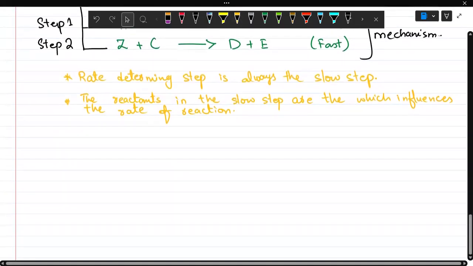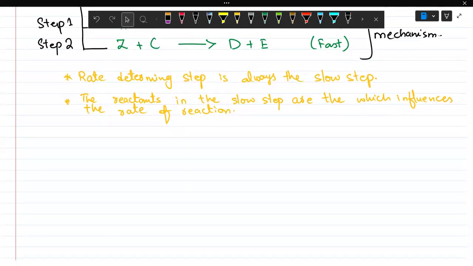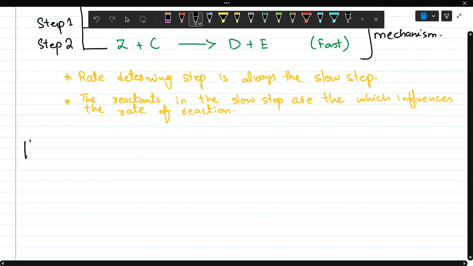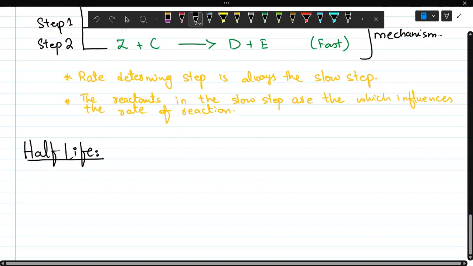Okay, we'll do the questions after the end of the chapter. Let's move towards the next topic, which is the half-life. Okay, now what is the half-life?